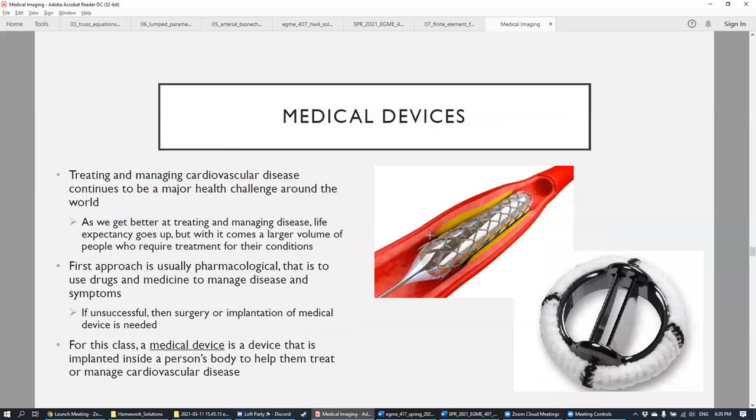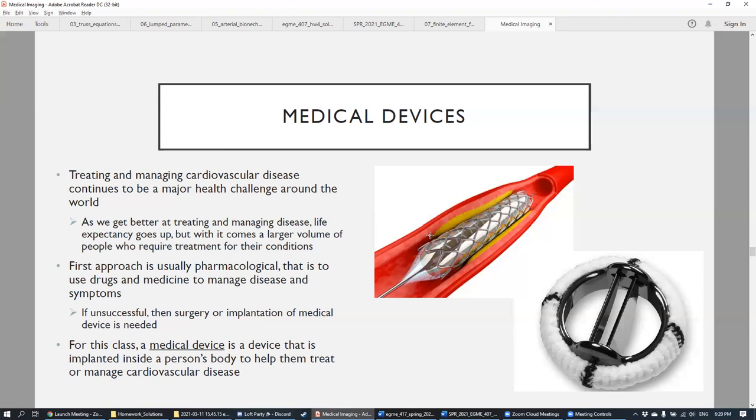So let's talk about medical devices. Now that we've talked about all of these diseases, let's talk about some of the devices that engineers have developed to treat them. I probably don't have to tell you this, but treating cardiovascular diseases is a major health challenge around the world. As we get better at treating and managing these diseases, life expectancy tends to go up. But as we develop more devices, people are just not going to stop getting sick. So as life expectancy goes up, there's going to be a larger volume of old people who require treatments for these kinds of conditions.